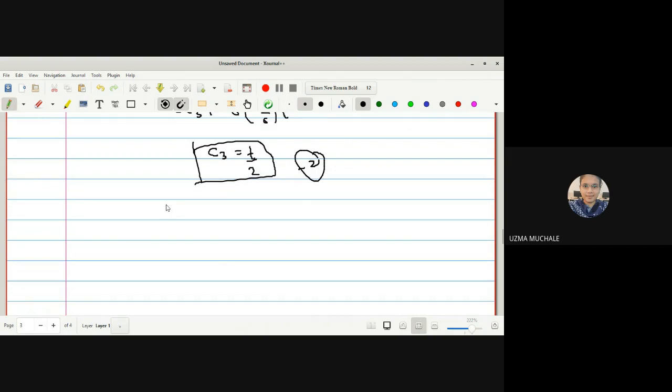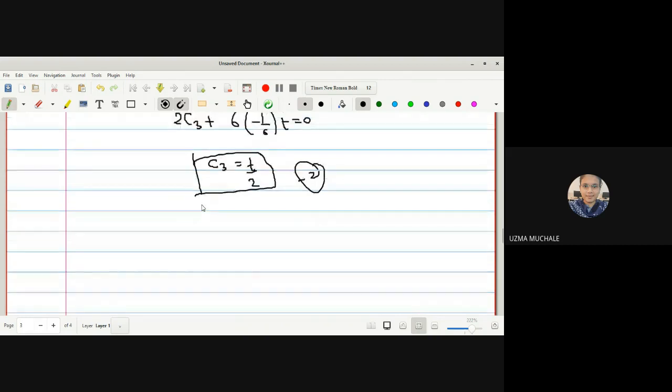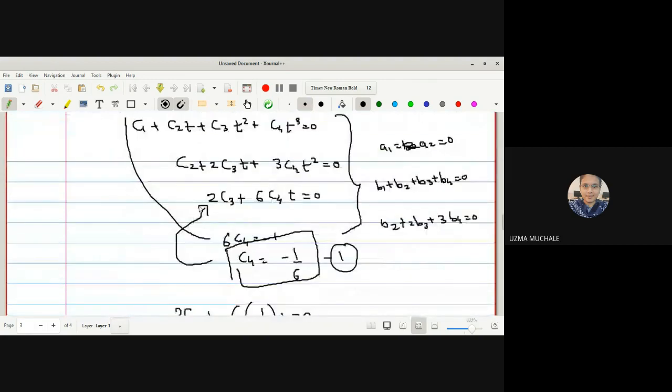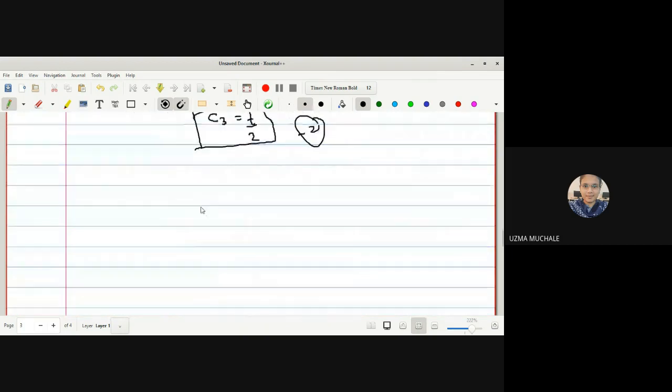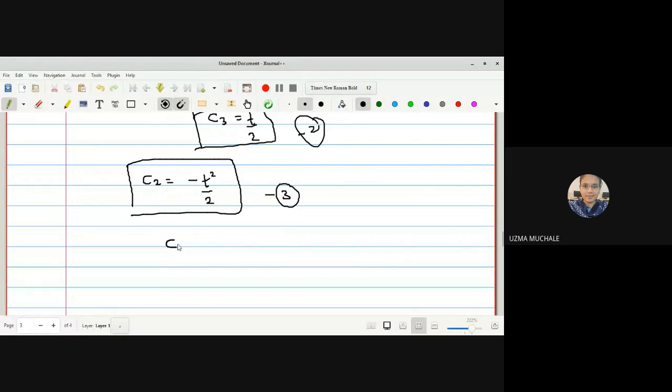Next, we have to substitute the value of C3 and C4 in the next equation. What is the equation? C2 plus 2 C3 T plus 3 C4 T square. So evaluating that, I will get the value of C2 as minus T square by 2. Next, we get the value of C1. Substituting C2, C3, C4 in the above equation, we get the value of C1 as T cube by 6.